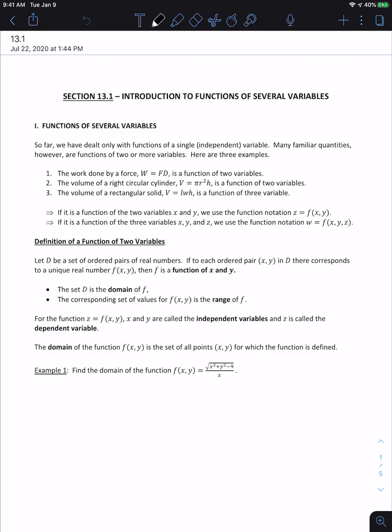Hello everyone, in this video we'll be looking at section 13.1, which is Introduction to Functions of Several Variables. Subsection 1, Functions of Several Variables.